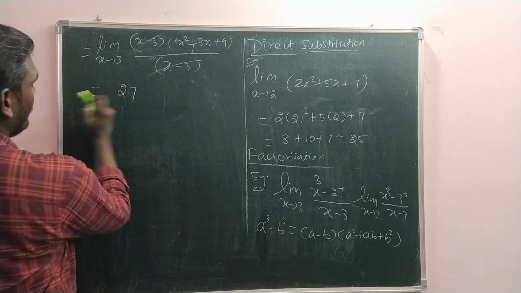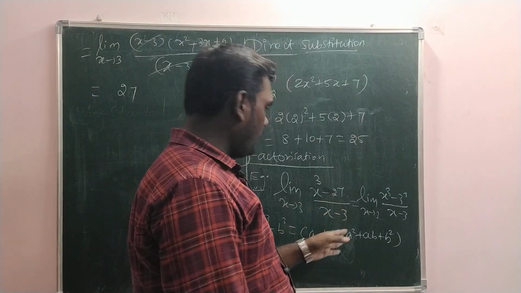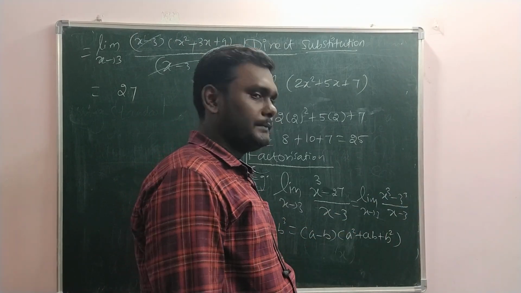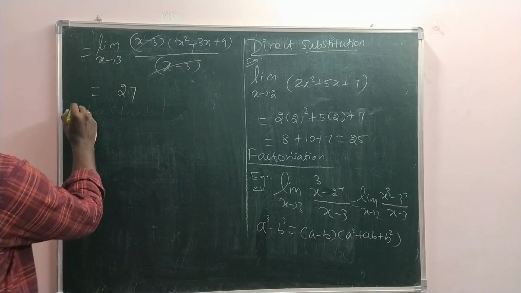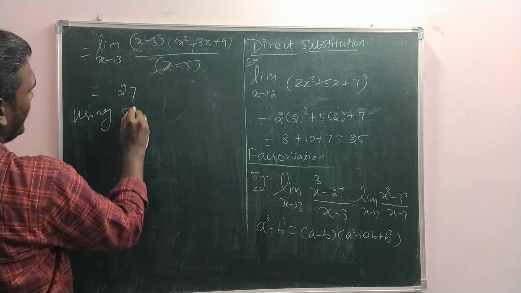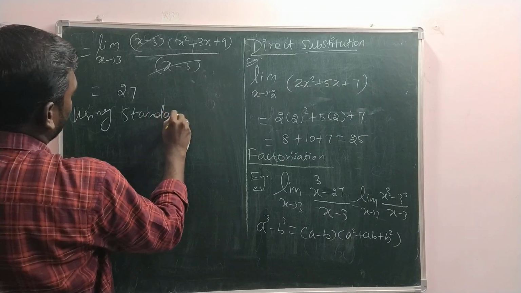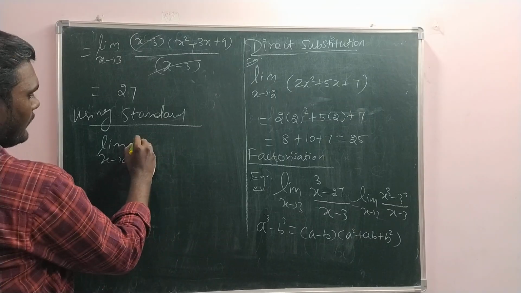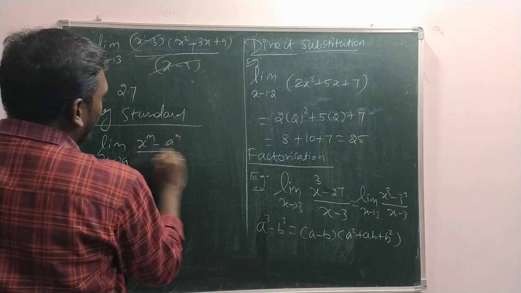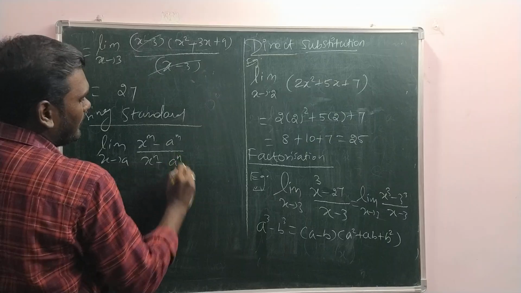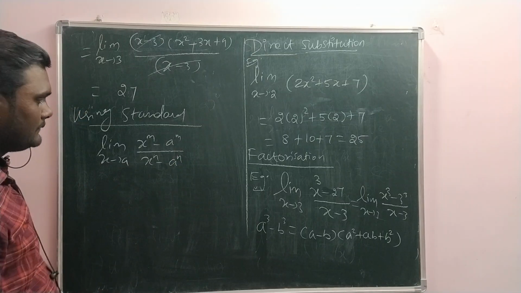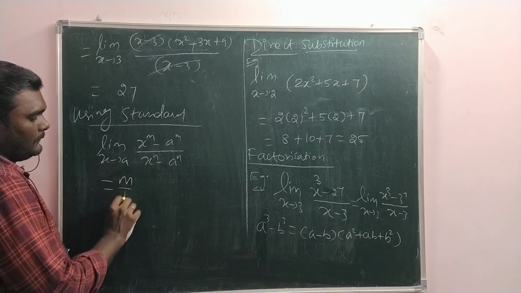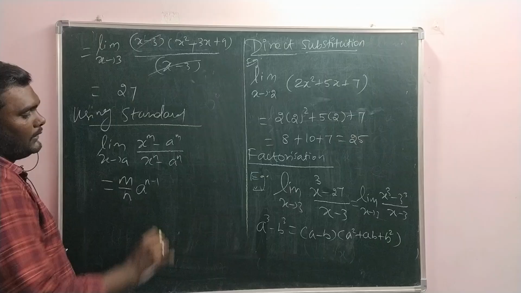Rationalization, I'll say it. But I thought this can be evaluated using the standard limit x power m by a power n. Yes, using standard limits only. Wait, this question I'll finish, and then we'll go to rationalization. See, limit x tends to a of x power m minus a power m by x power n minus a power n. We have seen this result, right? Yes, m by n into a power m minus n.